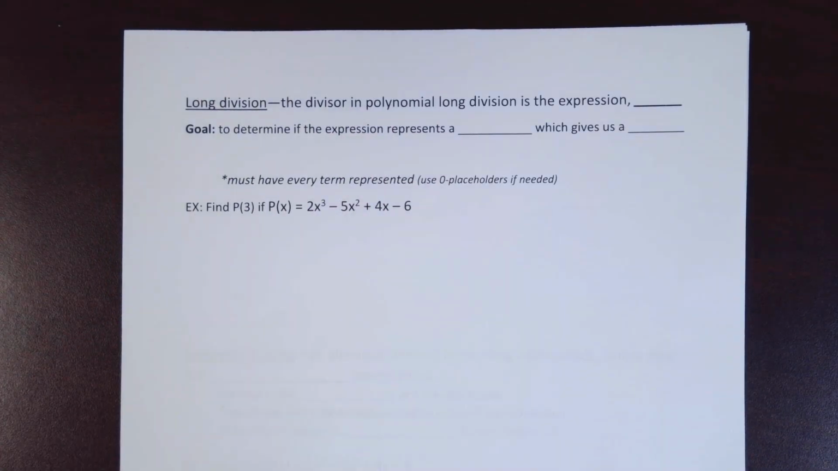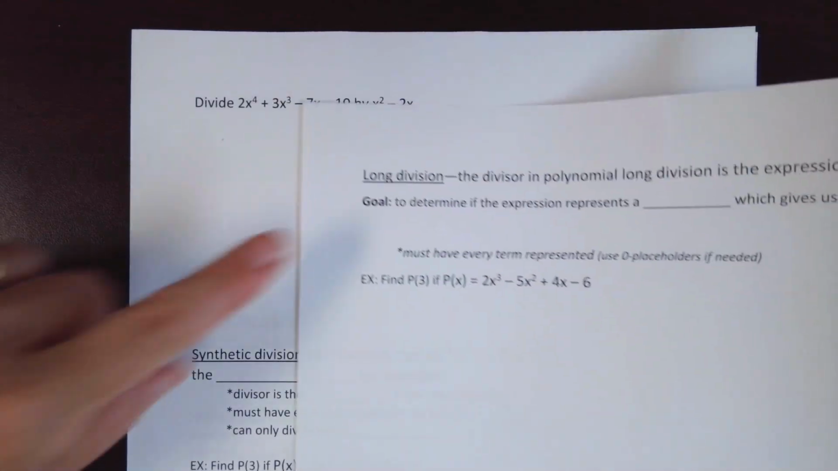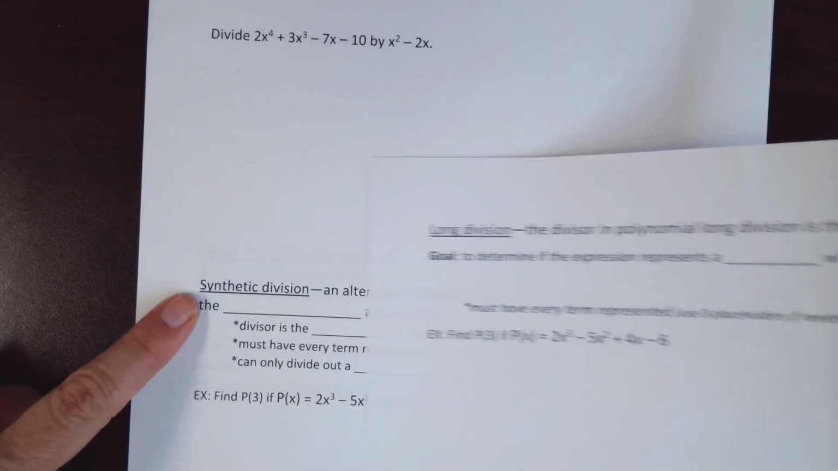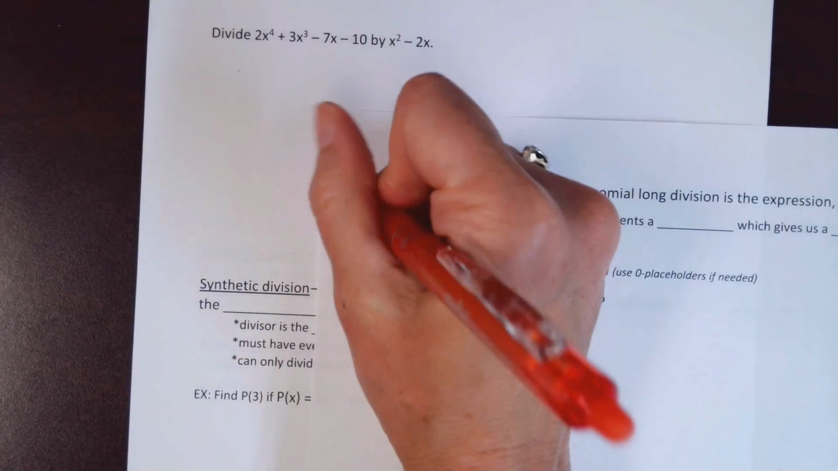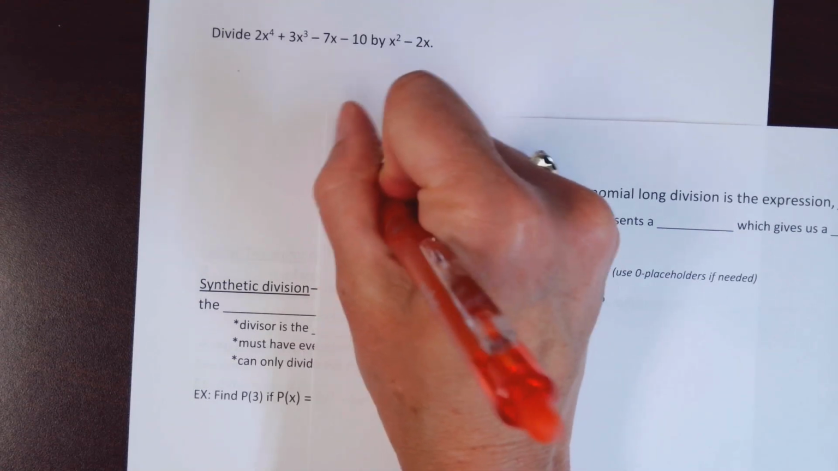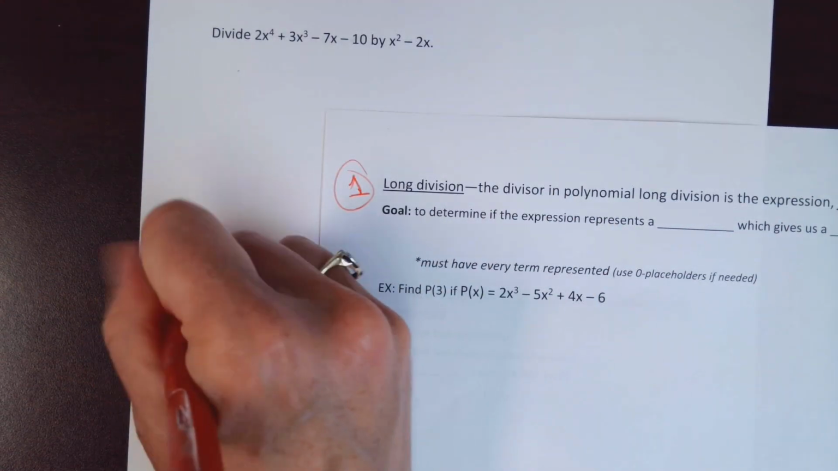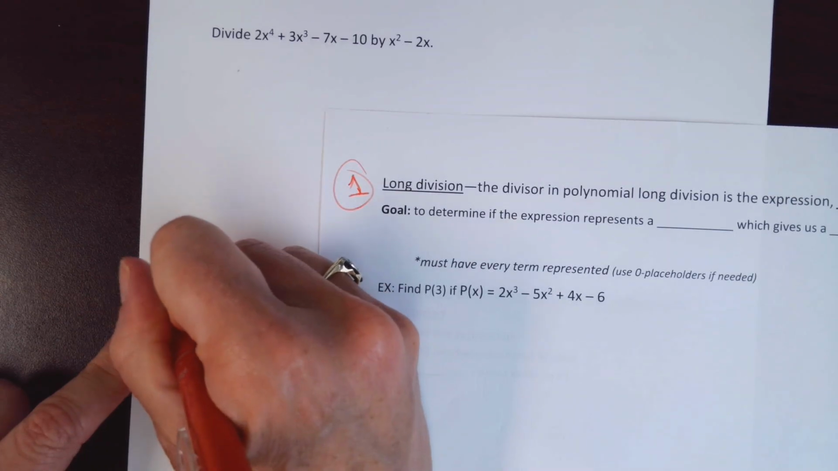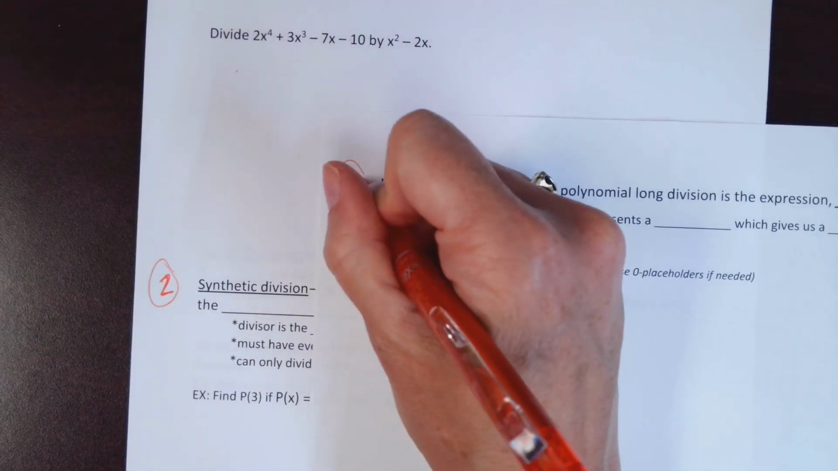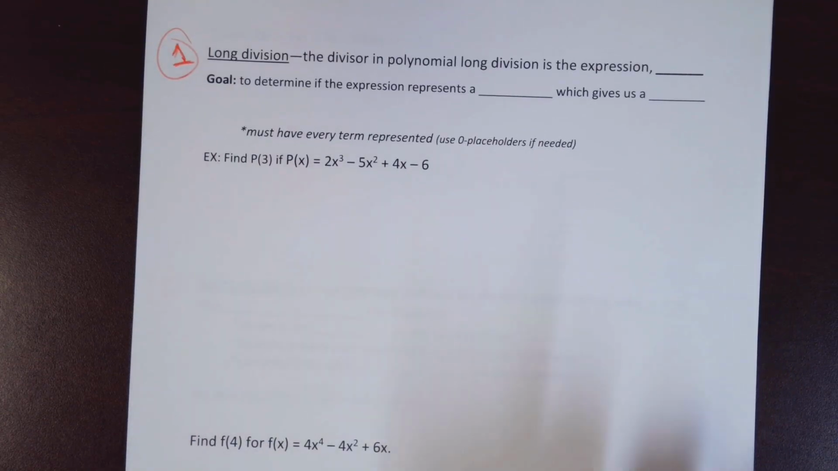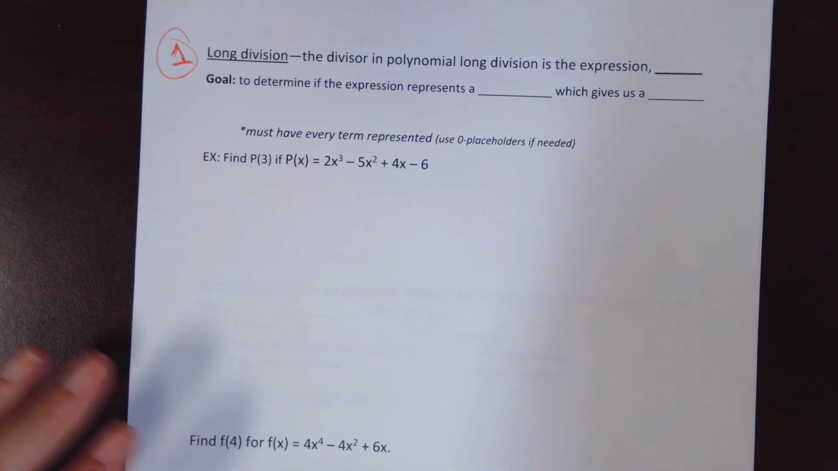Now remember I told you we've got two types of division. We've got long division and we've got synthetic division. Our first type of division is long division. Our second type of division is synthetic division. I'm going to tell you right now, you're going to like synthetic division better. But there are some cases where you have to use long division. So we've got to practice long division. You have to know how to do it.